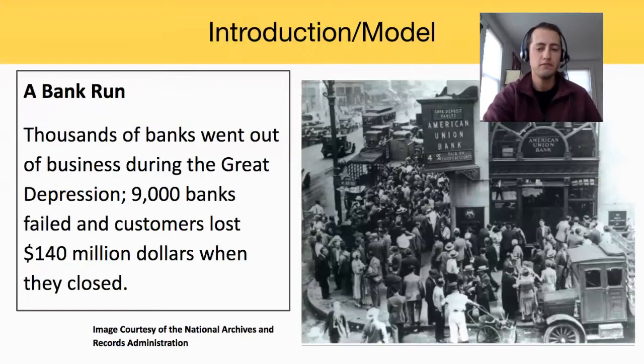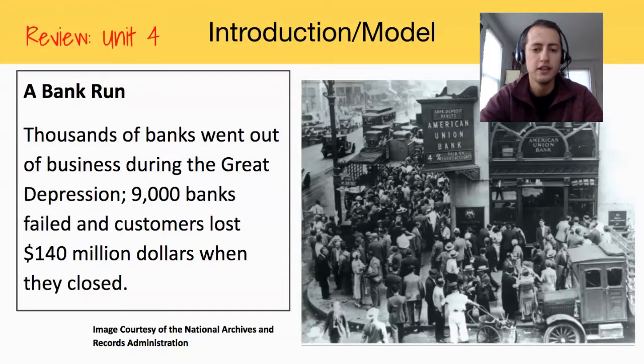The introduction and model portion of this lesson contains a lot of review from Unit 4, which discussed the Great Depression. That's because we want students to make the connections between the fact that the Great Depression wasn't just occurring in the United States, it was happening all over Europe, and it was a major cause of World War II. So here you're going to talk about the bank runs, and again, this is just a review from Unit 4.